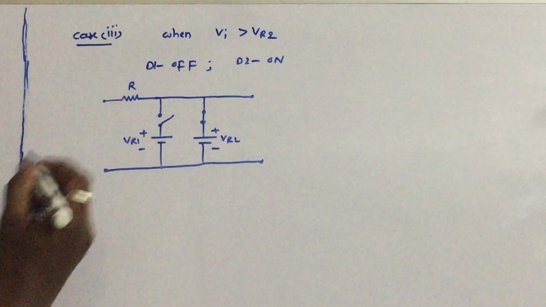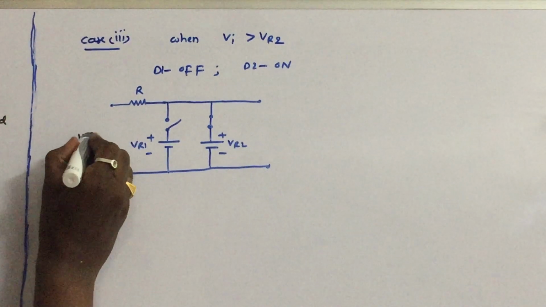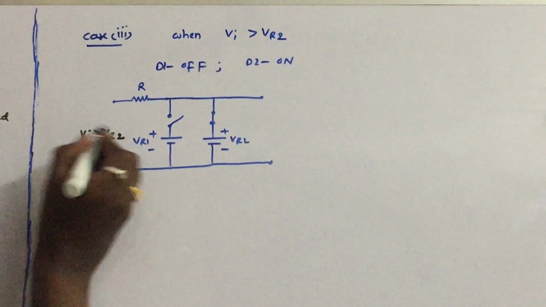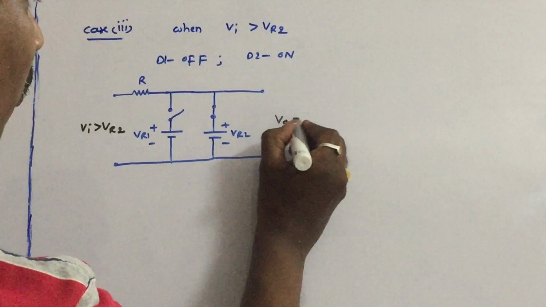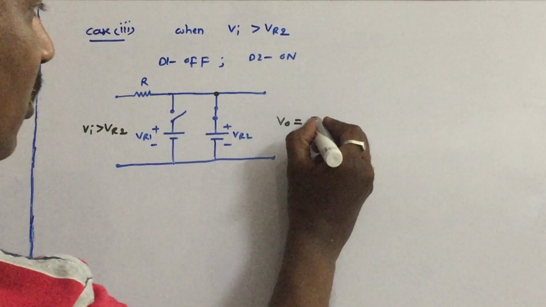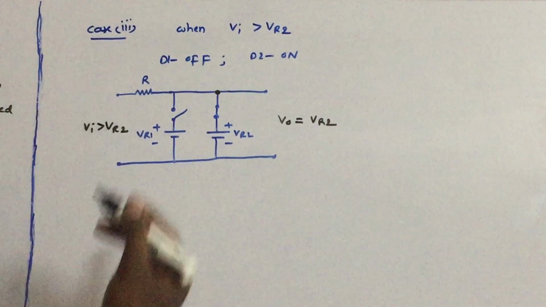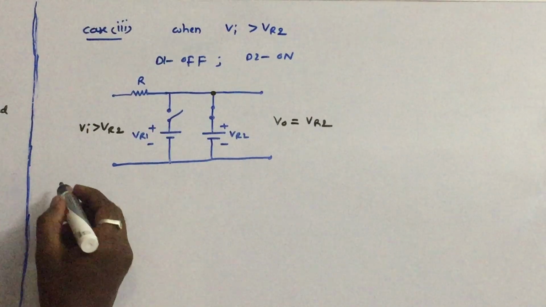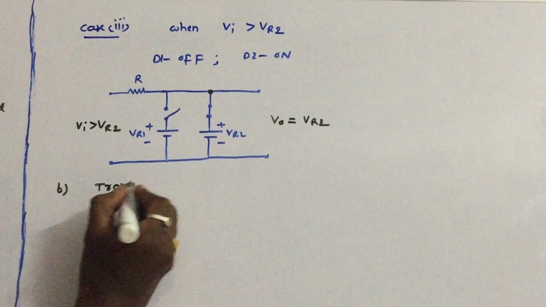So this is the case when the input voltage to the circuit is greater than VR2. So therefore this diode is turned into on condition. So what is the output voltage from network knowledge? This node is directly connected to VR2 voltage. So therefore the output voltage is equal to VR2. So this is what we have to divide the circuit into 3 cases. Very simple. So let us take the second one, transfer characteristics.